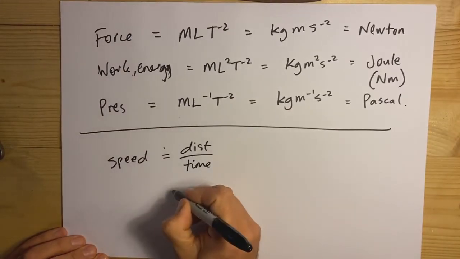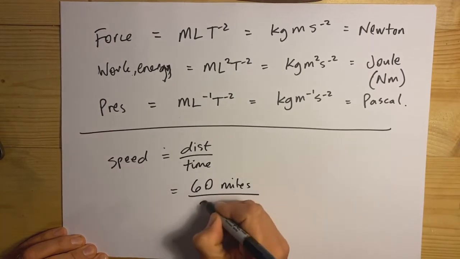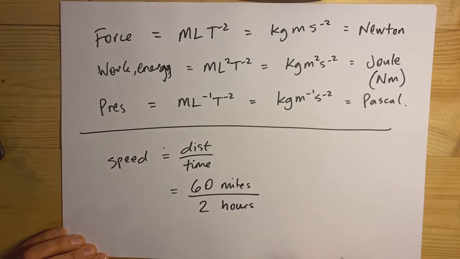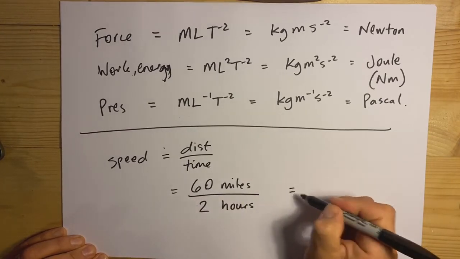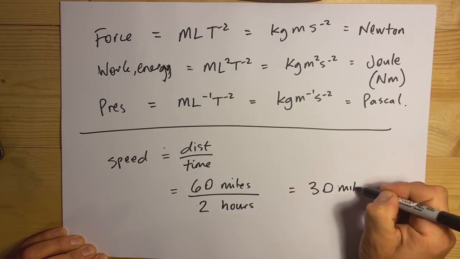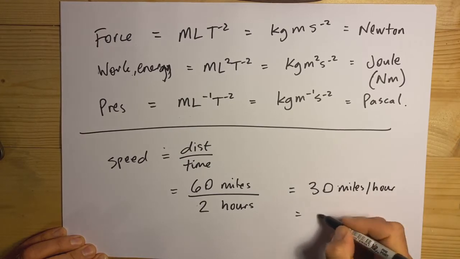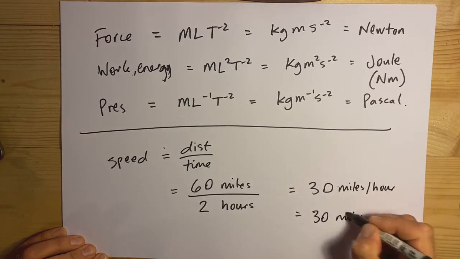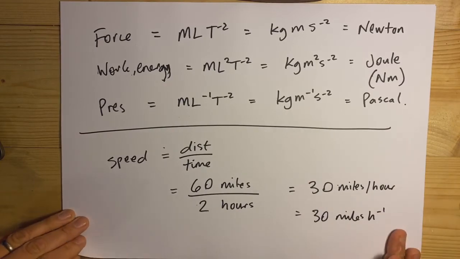Now let's give it some numbers. Let's say it's 60 miles, and we went that in 2 hours. Okay, now we would work out the speed would be 60 divided by 2, which is 30, and then we do the same to the units. Miles divided by hours, so 30 miles per hour. Or we could write that equivalently as 30 miles hour to the minus 1. H, or HR, is often the abbreviation we use for hour.